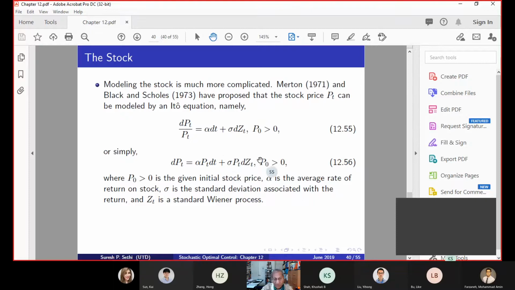But you notice what happens. If Pt is 0, then this side is 0, then dPt is 0, which means if it's 0, it stays at 0. That means it will never go below 0. That means it's a limited liability in the sense that the company can lose value, but the price of the stock will never go below 0.